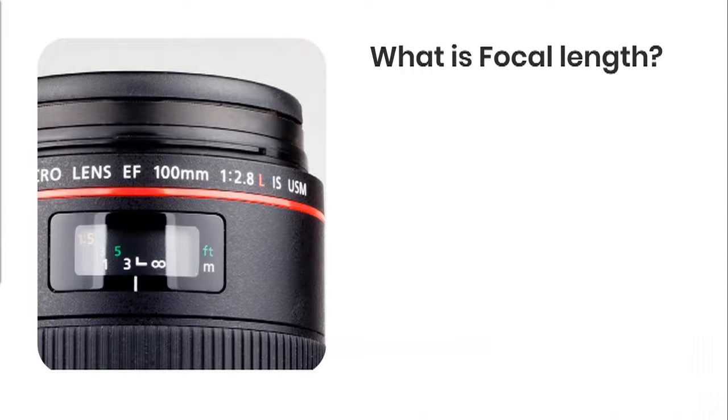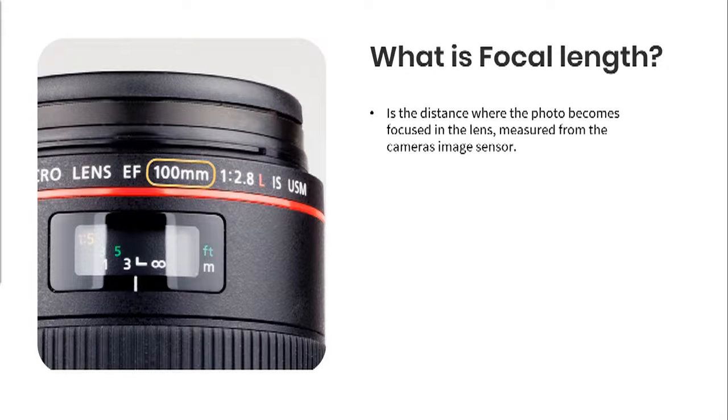So if you ever look at your camera's lens, you may find that you've got these millimeters here. For example, we've highlighted it here. It's a 100 millimeter lens. What is that all about? Well, this is the distance where the image becomes focused within the lens, measured from the camera's sensor. Now, that might sound like a little bit of jargon. Let's break that down a little bit more.